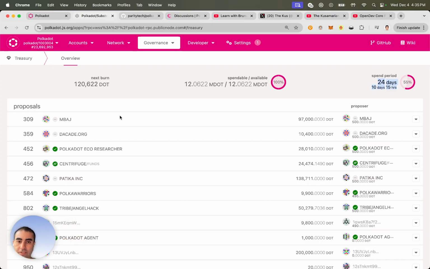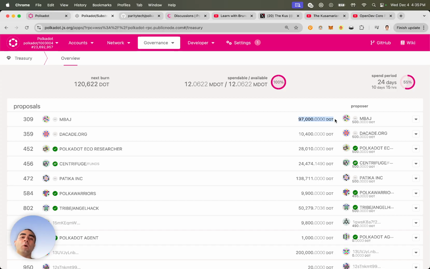And if it's approved, then it gets added to the queue so that when the spend period hits, that allotted amount that they requested gets sent to them in the form of tokens, right? So this is all permissionless. This is pretty cool and it works. And there are off-chain components to this.